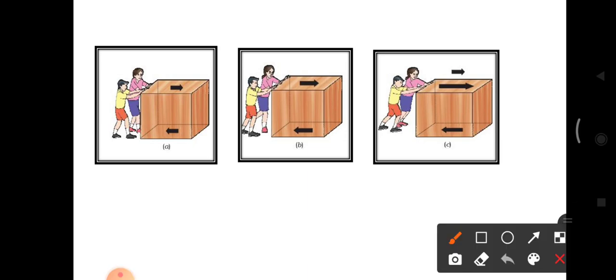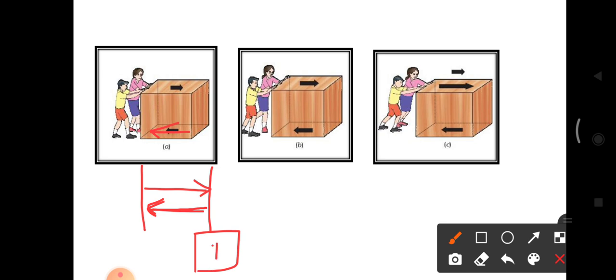Look at these 3 images. Two members applied a force on this box. In the first diagram, this is the applied force and this is the frictional force. The value of the applied force and frictional force are the same. So there is no movement in the box.